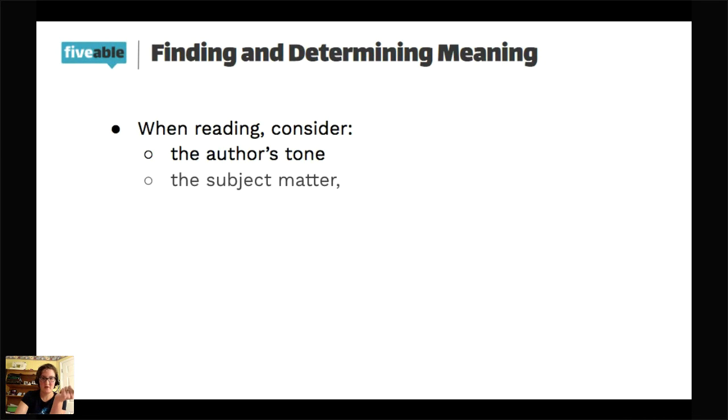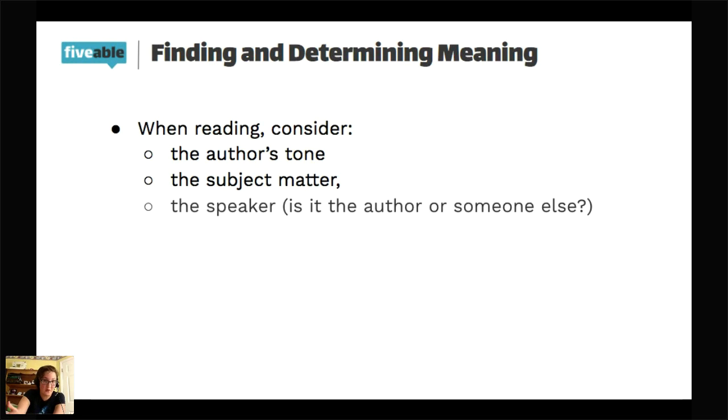You want to consider the subject matter. Why is there a comma there? I don't know. But the subject, so the meaning. The speaker, is it the author or someone else? Oftentimes it's not the author, it's a persona that they've taken on. And always the audience. So that goes kind of with that first poem, that it asks you about speaker, audience, and tone and the subject matter. So those are all things you want to consider no matter what.